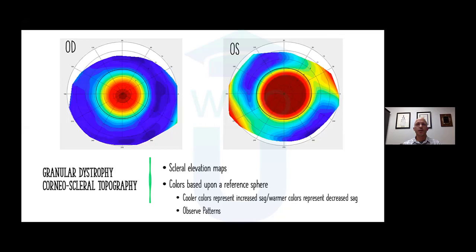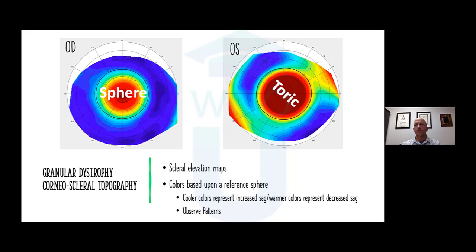And the first thing that we can look at on the right eye is that, generally speaking, the color pattern of the elevation map is quite uniform. In fact, his right eye is a spherical shape. But when we look to the left eye, it's completely different. So we have these areas of blue obliquely, and those are areas where the sclera is steeper, with increased sagittal height. And so for this eye, we can say that the sclera is toric.